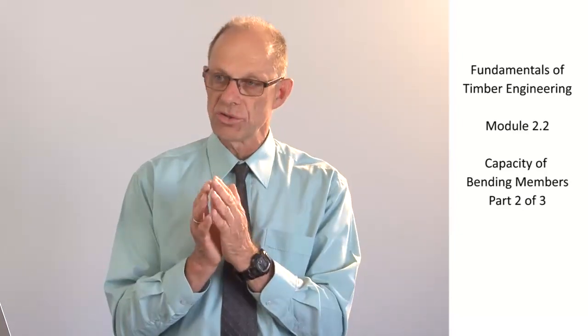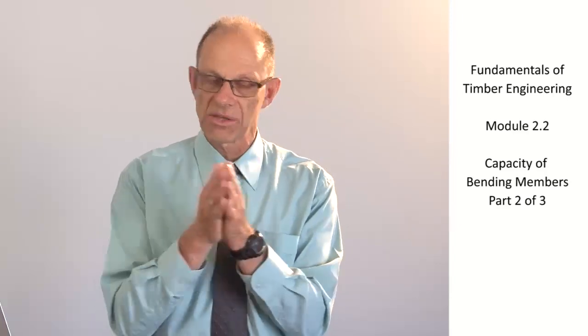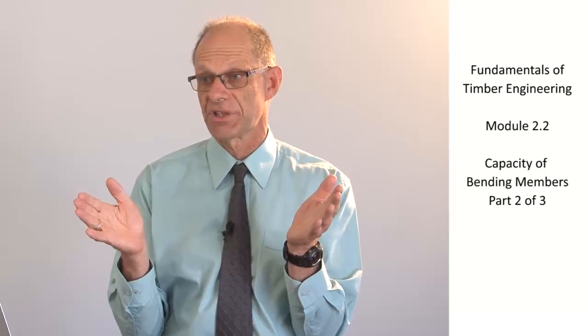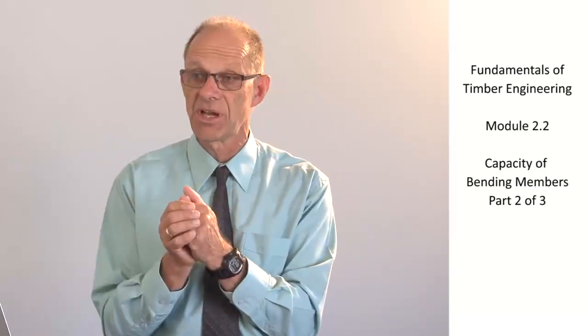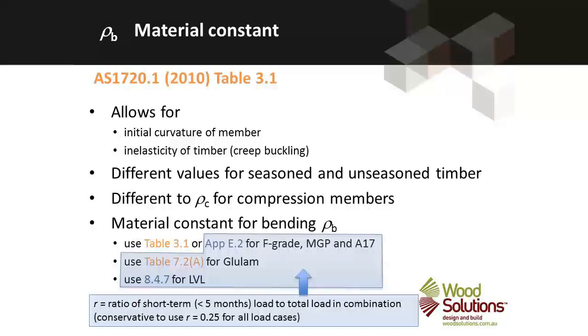If we're going to use the ratio of temporary load to total load, we have to evaluate it for each and every load case, because it will be different for each and every load case. If you want to use one value of rho B for every single load case, and you're using one of those tables, use the value for R equals 0.25.